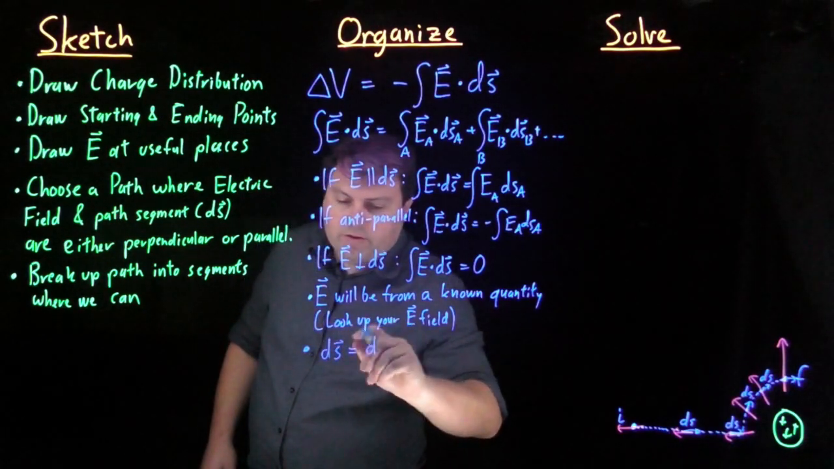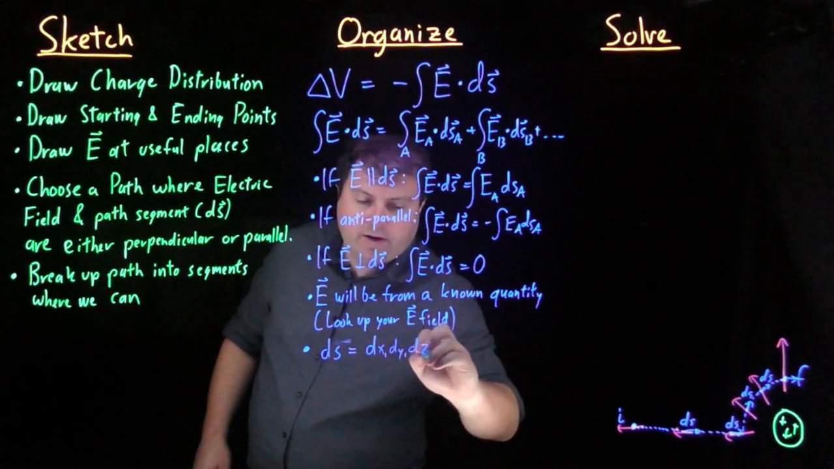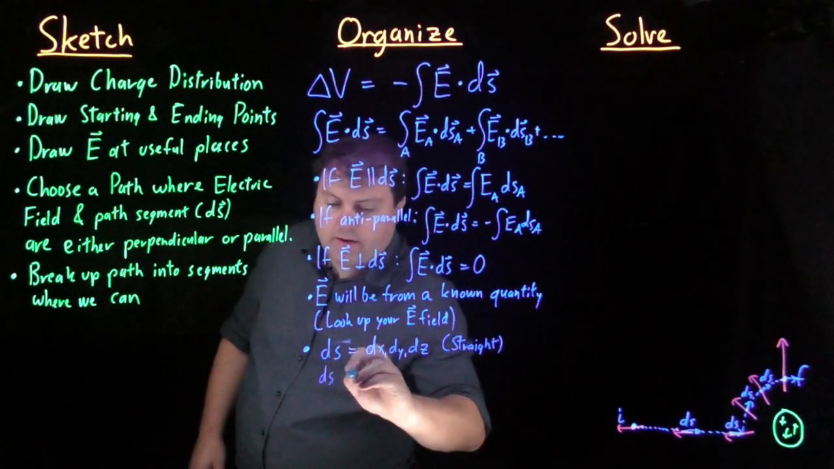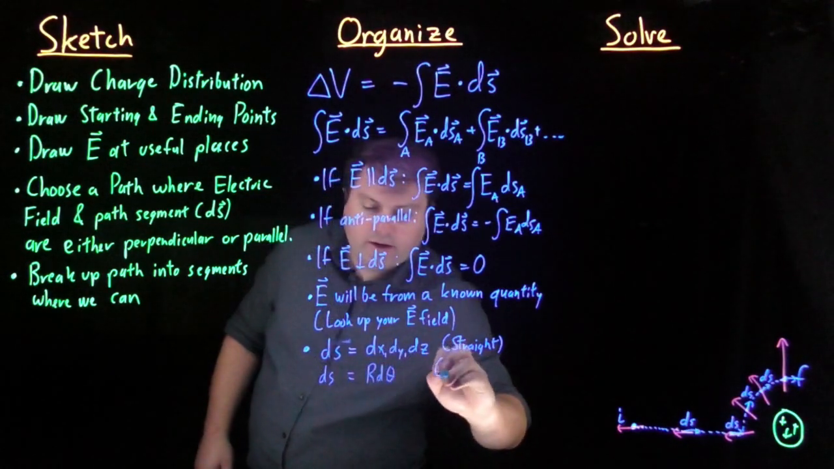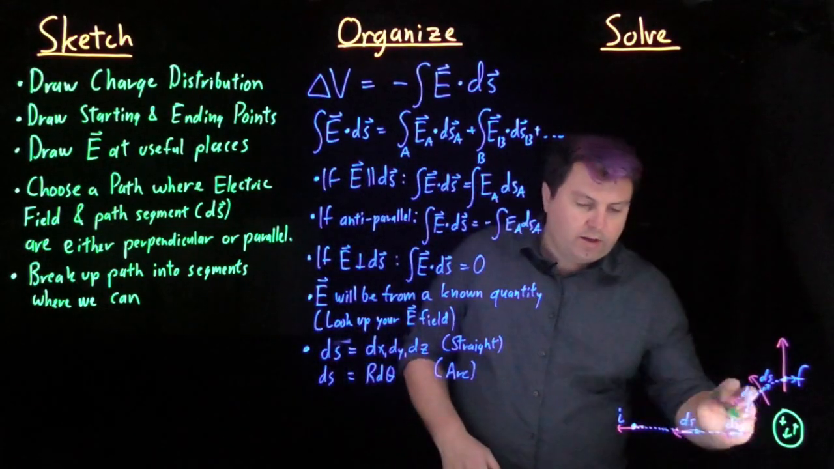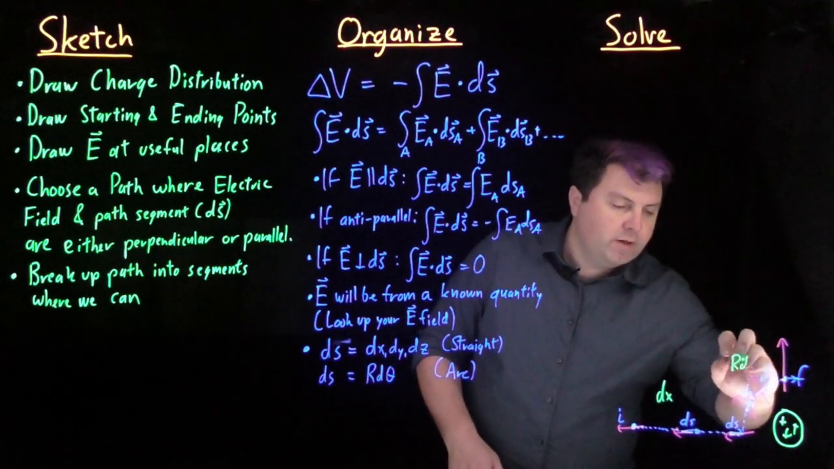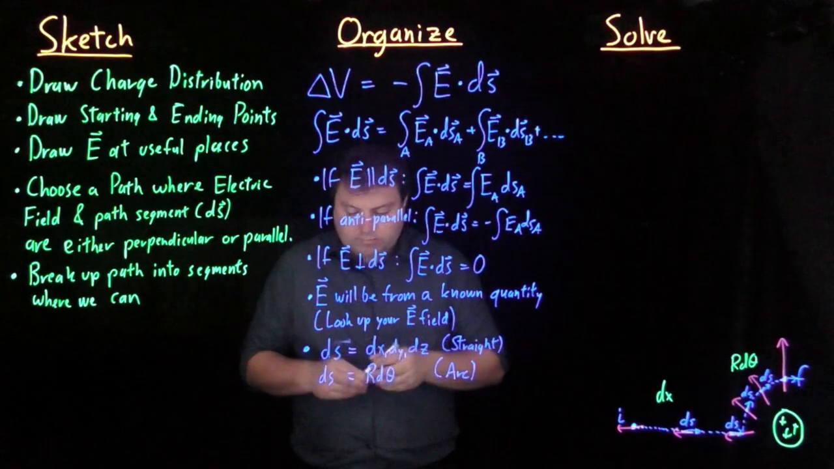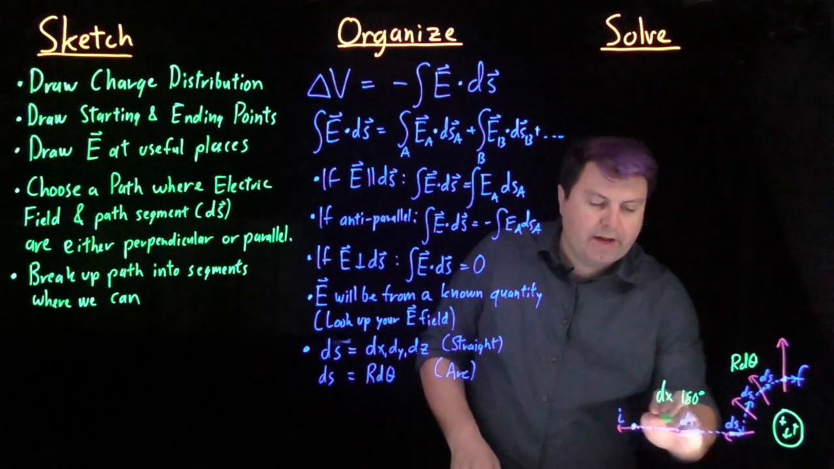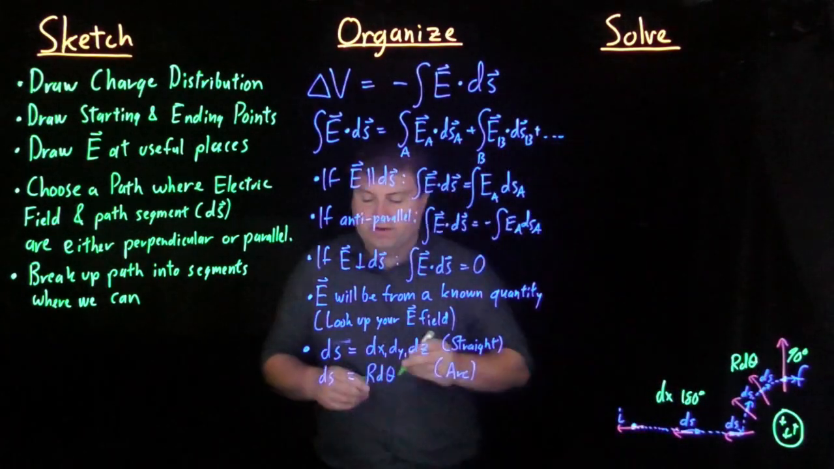So for the ds, my ds will be equal to dx, dy, dz for a straight path, and my ds will be r d theta for an arced path. So in this case, along here, this is going to be dx, and along here, this is going to be r d theta. But more importantly, right, this is 180 degrees, so I'm going to have a minus sign here. This is going to be 90 degrees, and so this entire section will be 0.